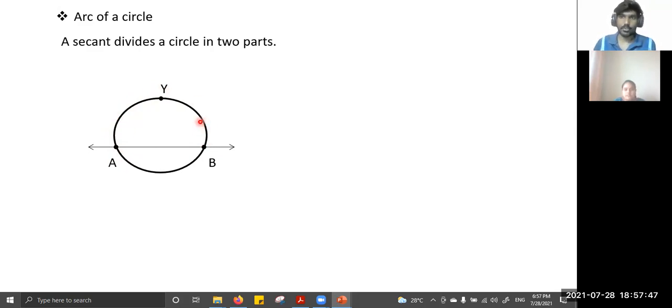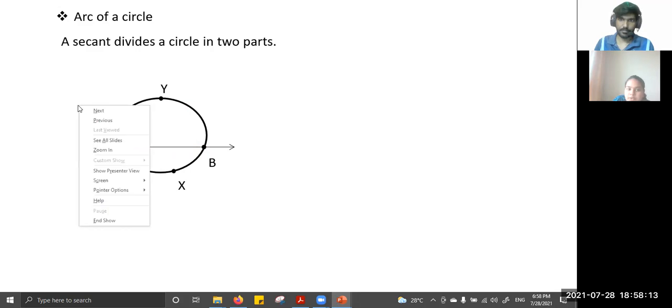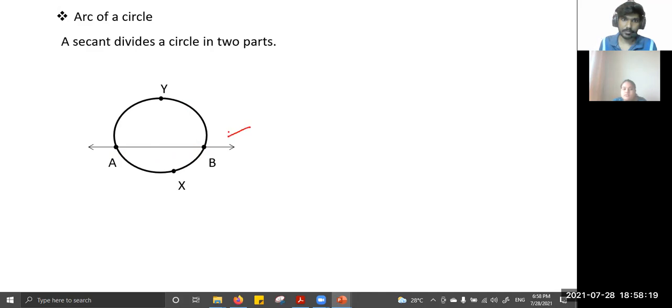It's the arc. The boundary of the circle from A through Y to B is one arc, and the other is another arc. An arc, we can name it with 2 letters also, and we can name an arc with 3 letters also. Usually an arc is named using 3 letters. One question: is the line dividing it or the point Y dividing it? The line is dividing. Y is nothing to do with it. It's completely different, it's just a naming.